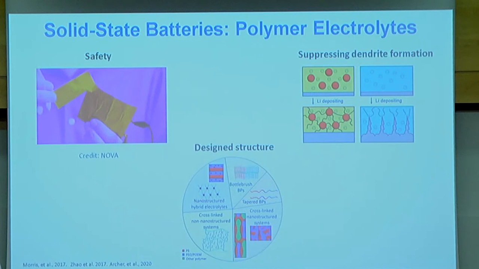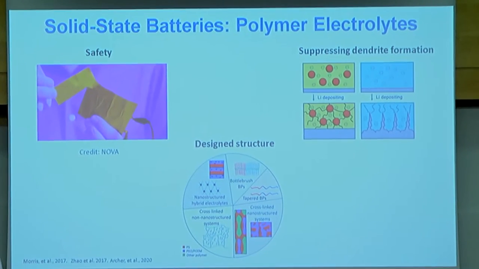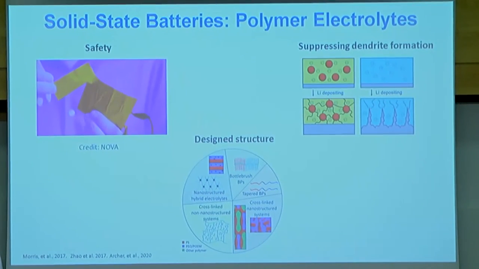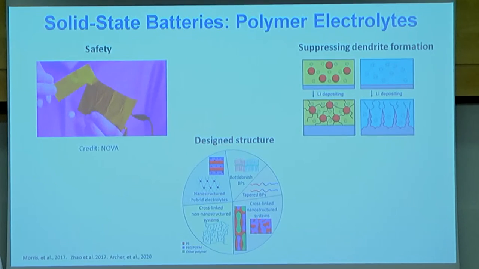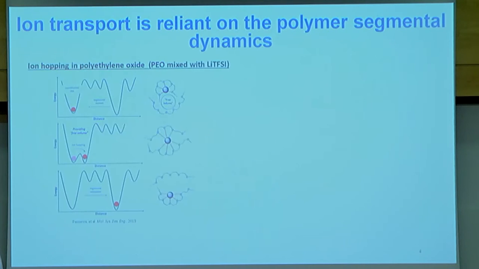But first, I will start and talk about the ability of polymers to have a designed structure. Unlike liquids, which have a structure, but of course it doesn't have the same structure as solids, which is stable, and ion transport can go through them. There is an advantage of using them, of course, in designing interfaces, really designing an electrolyte.